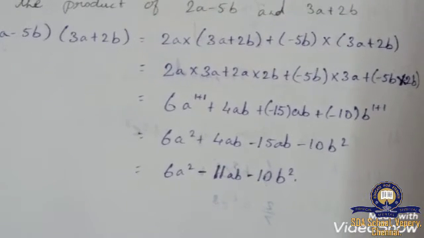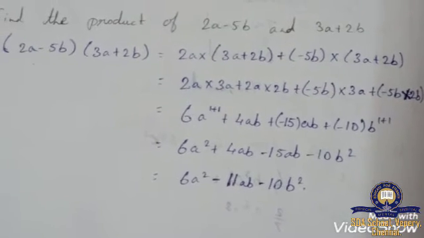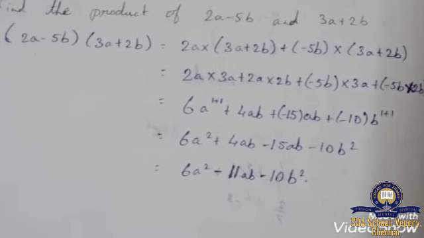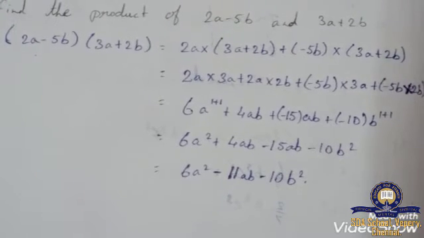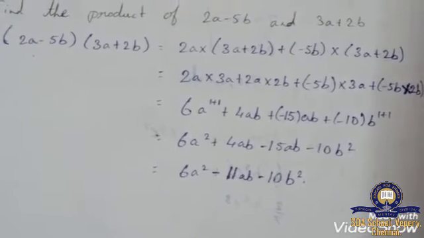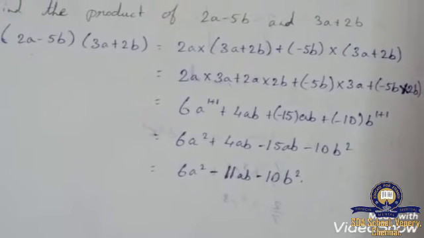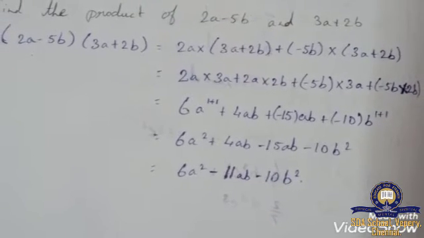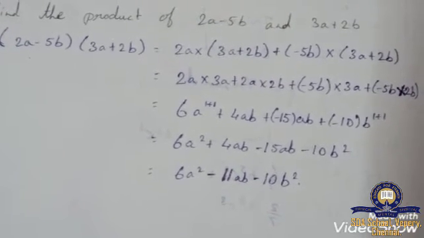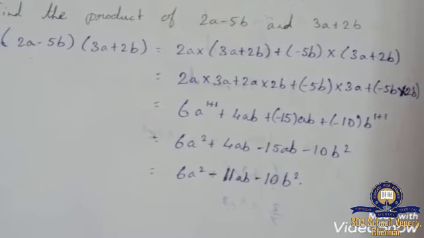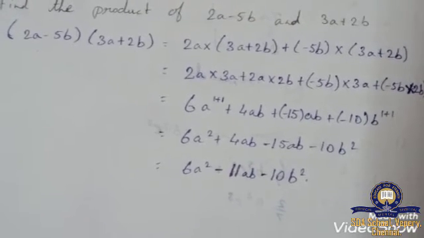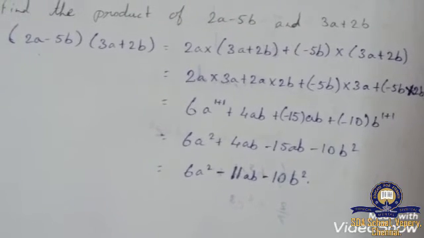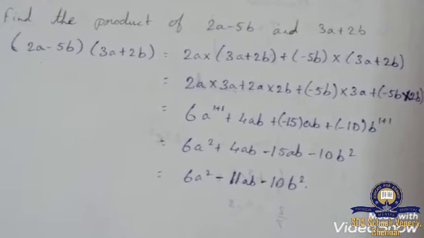When we multiply these, we add the powers of the variables. So we get 6a, with 1 plus 1 as the power, plus 2a into 2b is 4ab, and minus 5b into 3a is minus 15ab, and minus 5b into 2b we get minus 10b, with 1 plus 1 as the power. Now we add their powers. So we get 6a square plus 4ab minus 15ab minus 10b square.